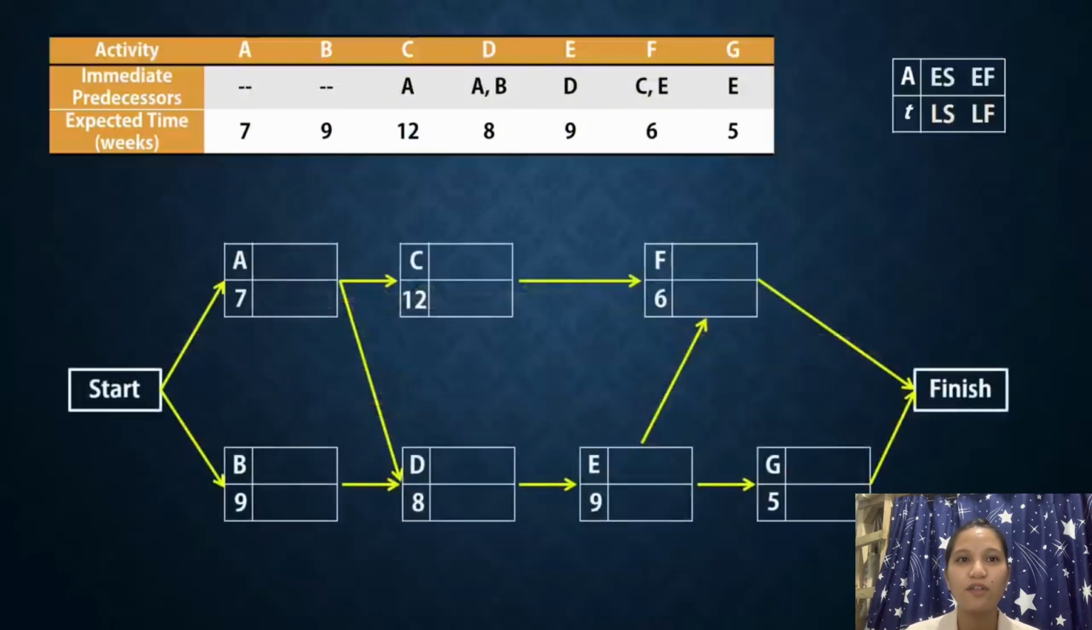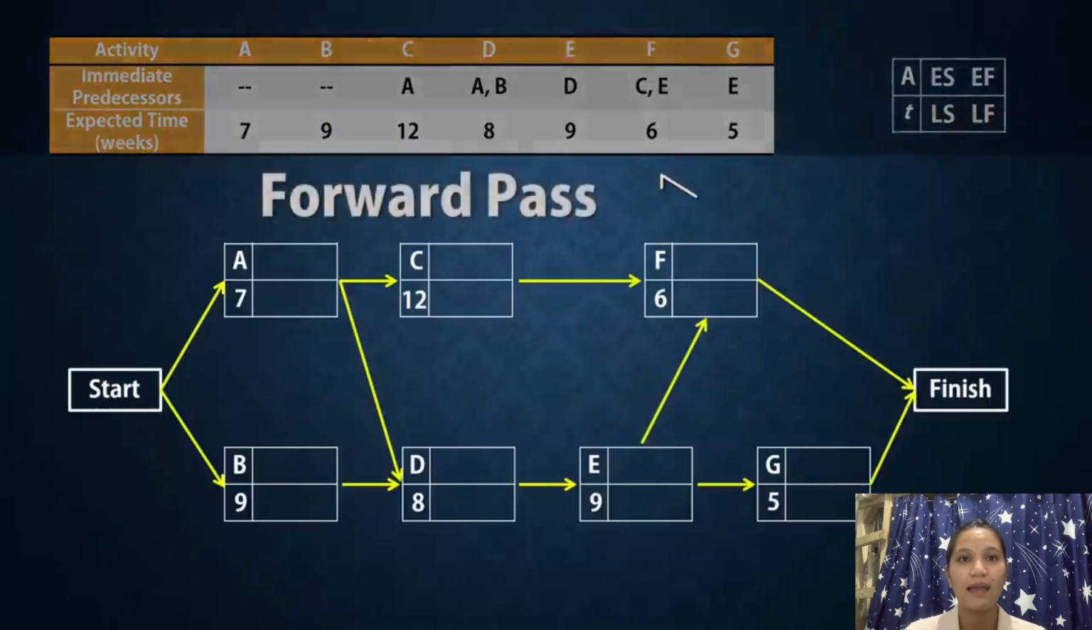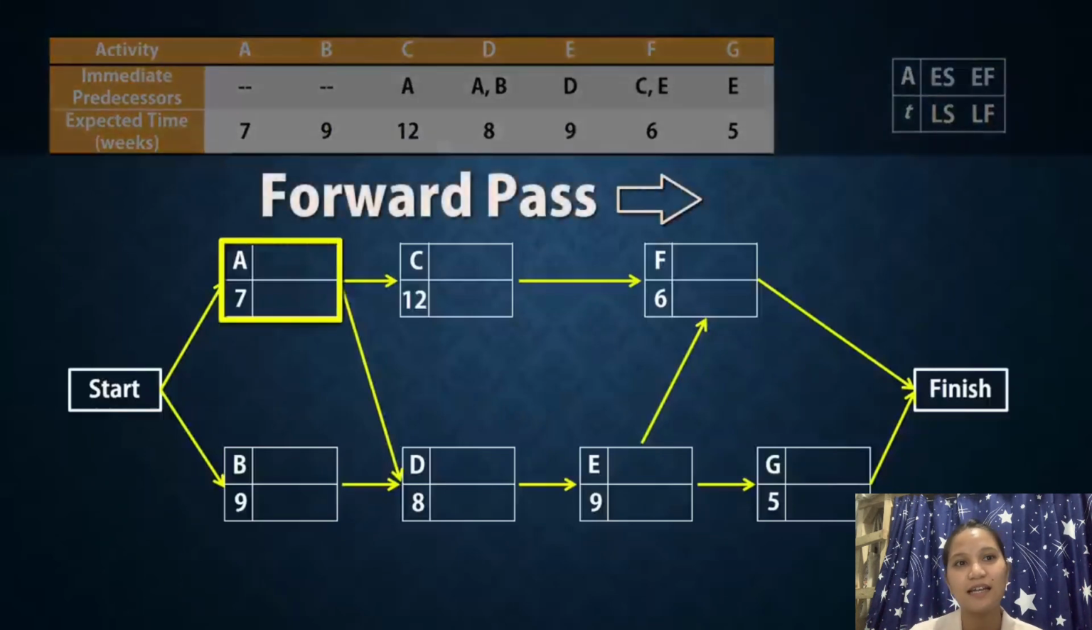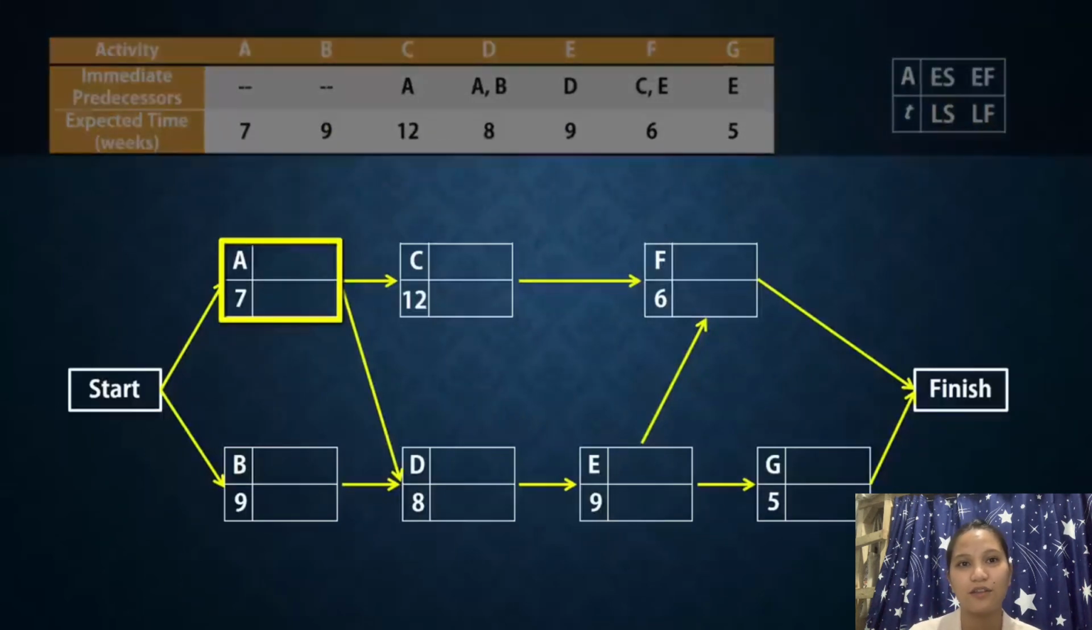So, let's do the forward pass. A has no predecessor, so its earliest start time will be 0, or right away. Since it has 7 weeks to be completed, its earliest finish time will be 0 plus 7, which gives 7.